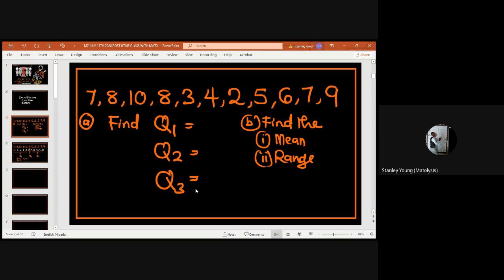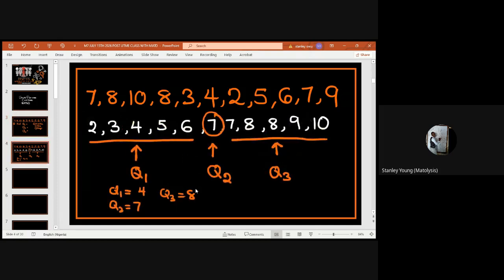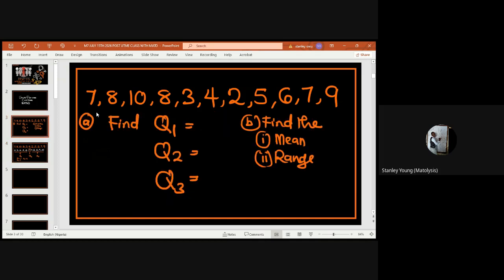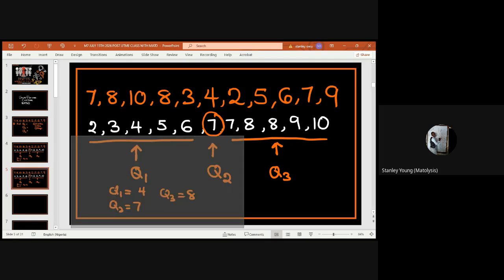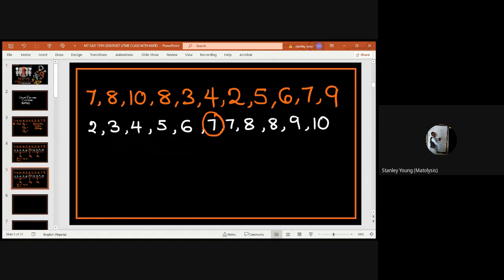The next thing we quickly want to do is to find the mean and the range. To find the mean, you add up all the numbers together and divide by the total number of entities you have. We already have the number of entities, that's 11. So we just need to add up the numbers together and tell the total.